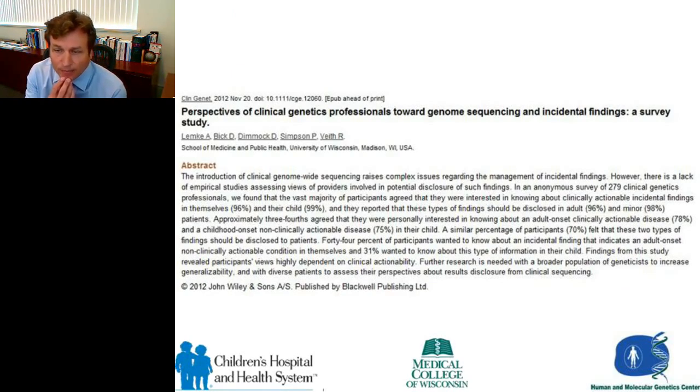44% wanted to know adult non-actionable in themselves, and 31% wanted to know this about their children. That's not too far off from about the 50% that we saw before. And I think this just simply illustrates that we as individuals and as parents believe we have the right to have this information. And I think there's some very powerful information around that. And I'm going to come back to that again when we talk about personal utility as part of what's actionable with this data set, and something to keep in mind as you go forward.